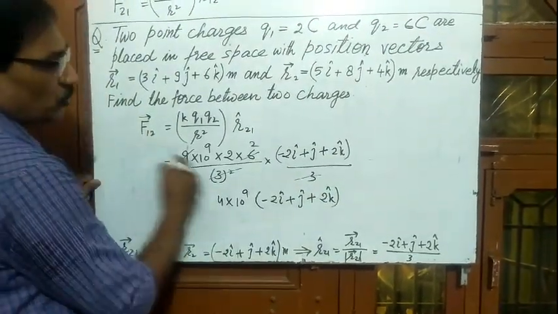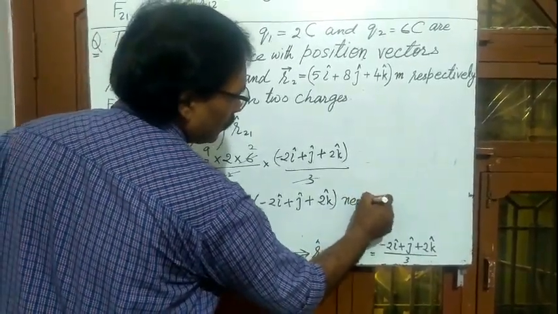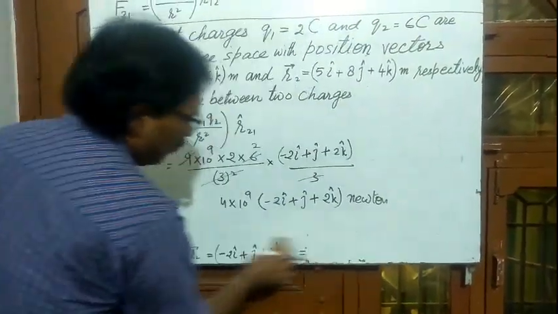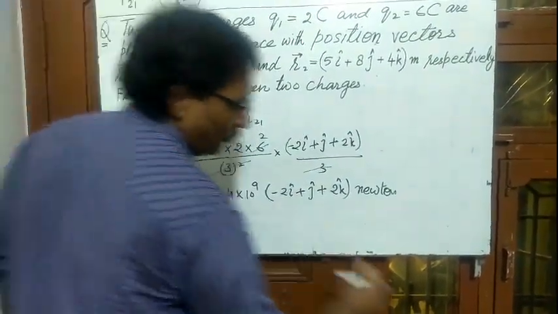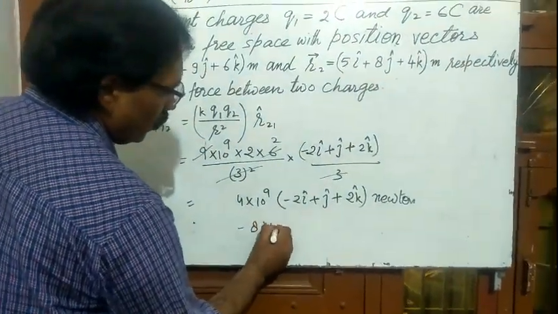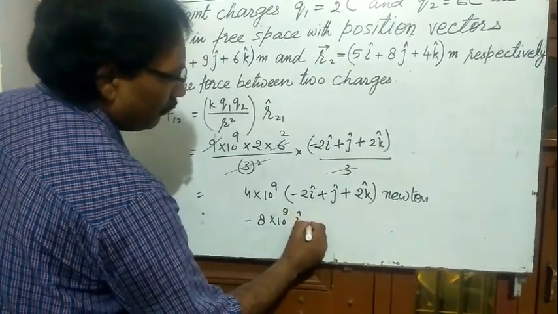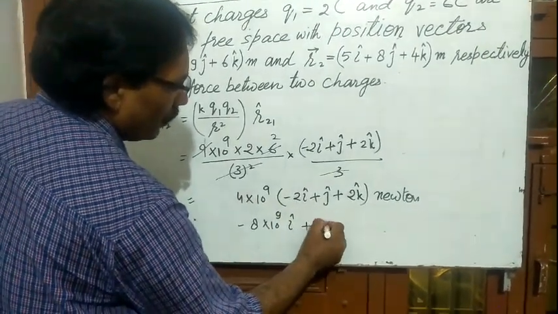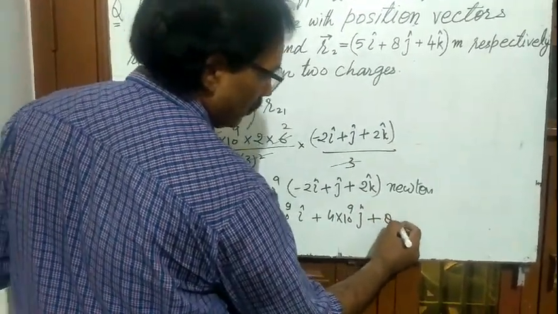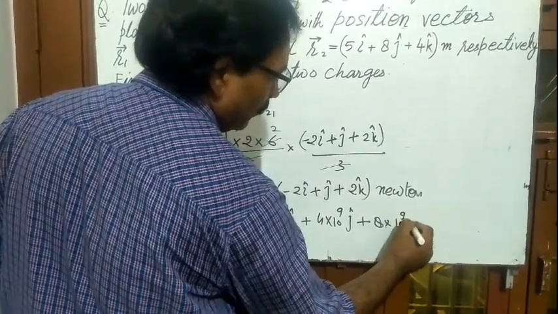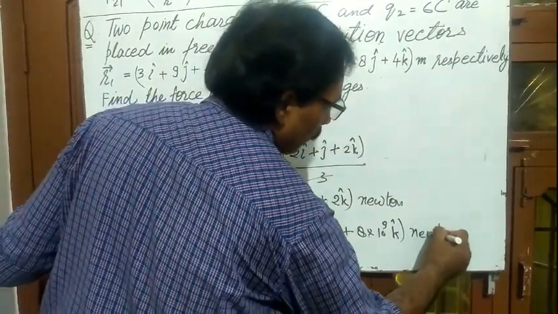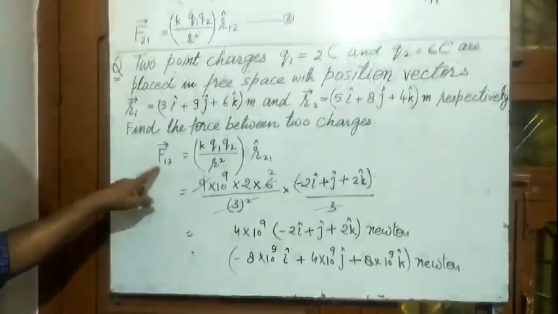This much is the force, so the unit will be Newton. You can write it as minus 8 into 10 to the power 9 i cap plus 4 into 10 power 9 j cap plus 8 into 10 to the power 9 k cap Newton. This is the force acting on charge Q1 due to Q2.